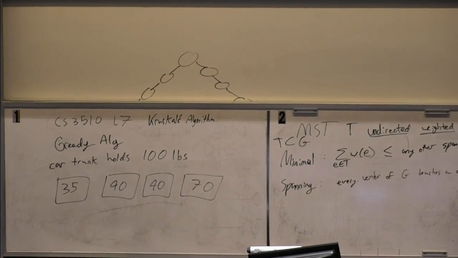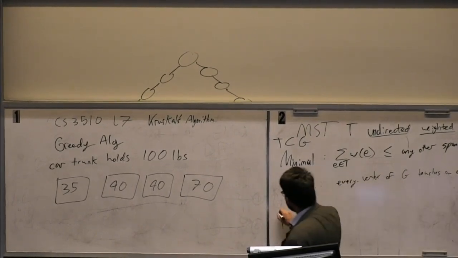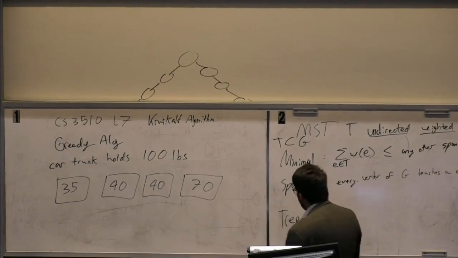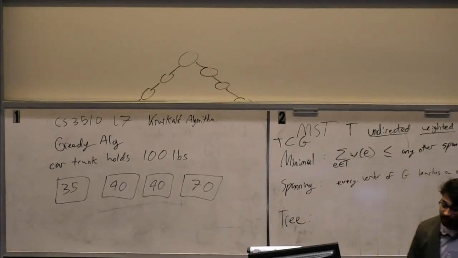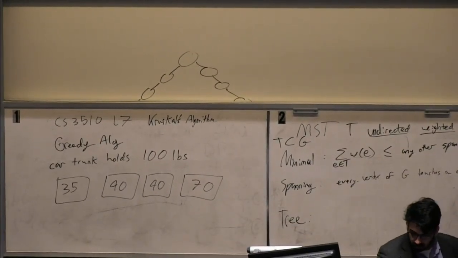It's minimal. The sum of the weights is less than any other spanning tree. It's spanning. Every vertex of G touches an edge of the spanning tree. So the spanning tree spans. It touches everything, right? And then it's a tree. Now, what is a tree? There's many equivalent characterizations of what a tree is, right?